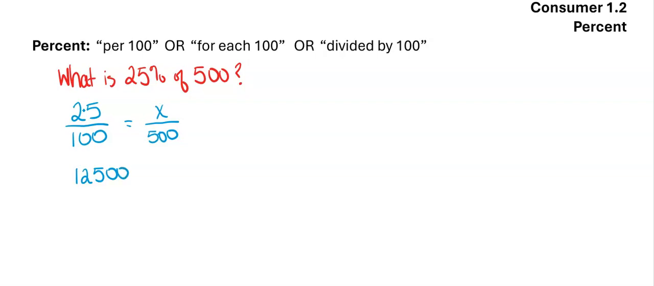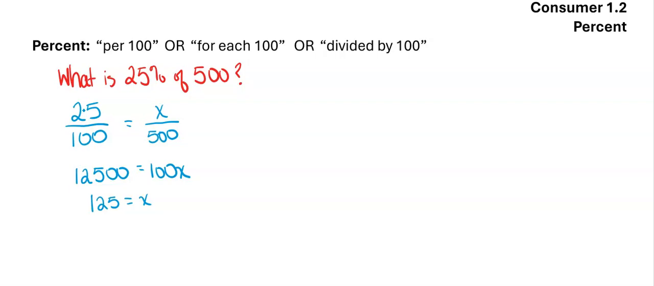And 100 times X equals 100X. I'm solving for X, so I divide both sides by 100. And when I do that, I get 125 equals X. So 25% of 500 is 125.